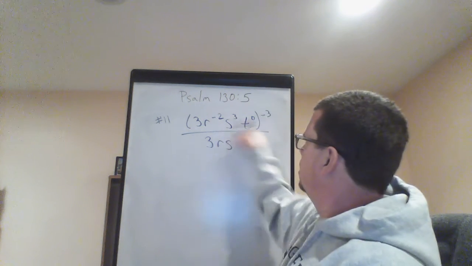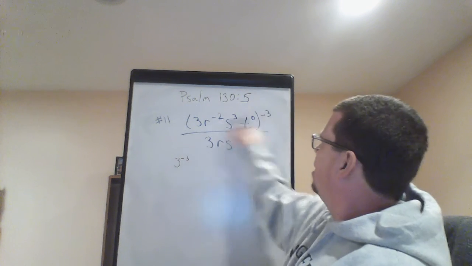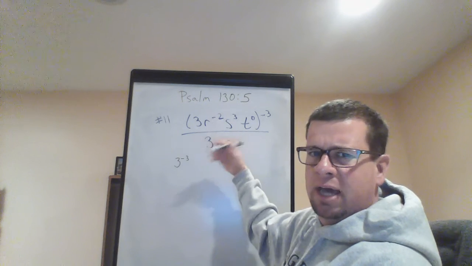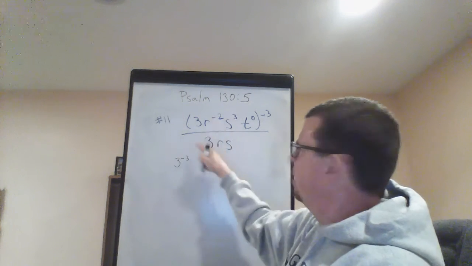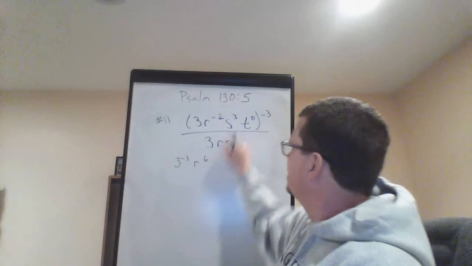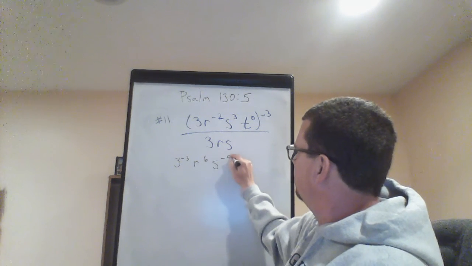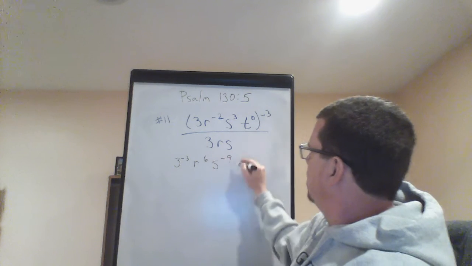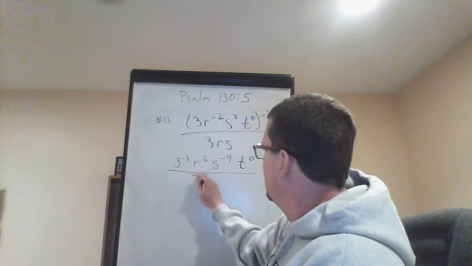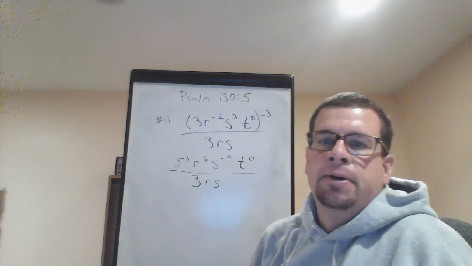So I'm going to do everything in here to the -3rd. Right now I'm just going to leave that 3 to the -3rd. But here I'm going to go ahead and multiply those exponents. On 4 and 10 I took my time and didn't do that, but now I'm going to skip that step. So -2 times 3 would be r to the 6th. 3 times -3 would be s to the -9th. And 0 times -3 would still just be t to the 0. And on the bottom, I still just have 3 and r and s.